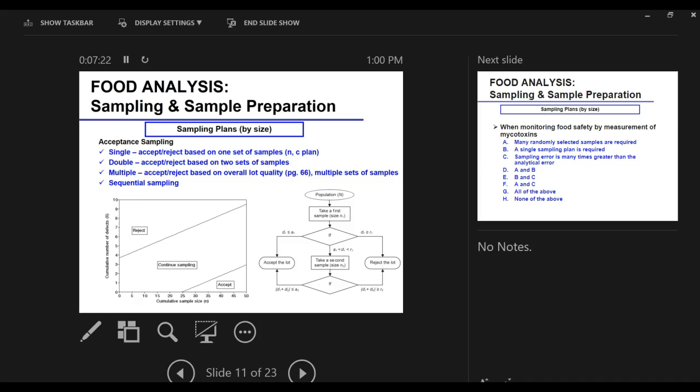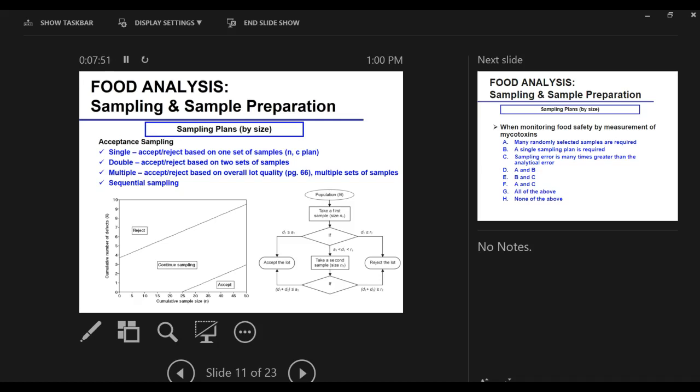But if you pulled out, let's say, 30 samples and you found 8 defects, you just reject. If you take 20 samples and you found 2 defects, you continue sampling. So it is a more extensive type of sampling, but again, it really depends on the risk of accepting or the risk of rejecting your sample.